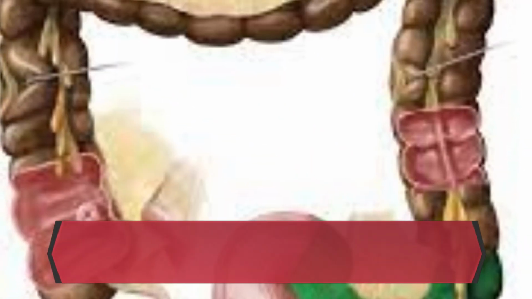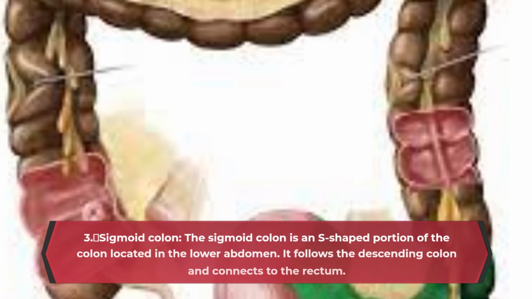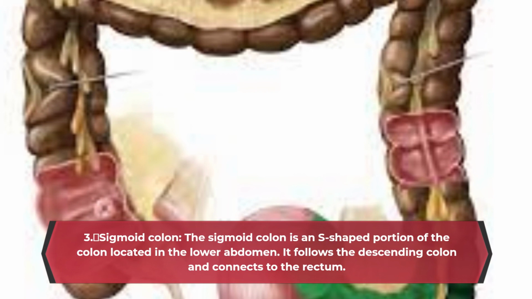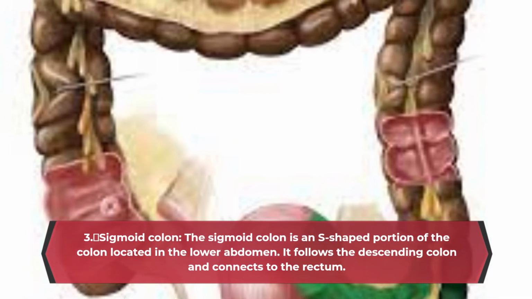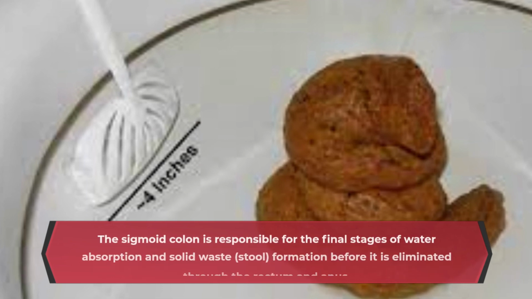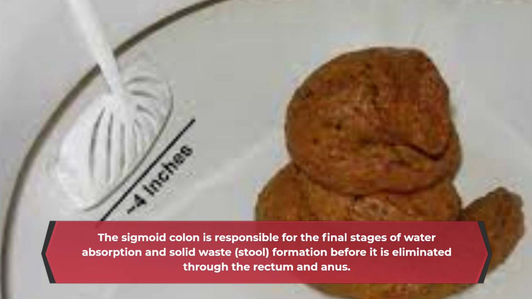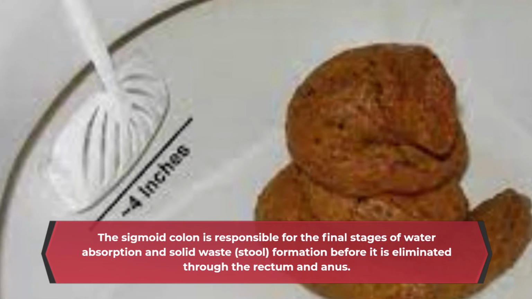4. Sigmoid colon. The sigmoid colon is an S-shaped portion of the colon located in the lower abdomen. It follows the descending colon and connects to the rectum. The sigmoid colon is responsible for the final stages of water absorption and solid waste, stool, formation before it is eliminated through the rectum and anus.